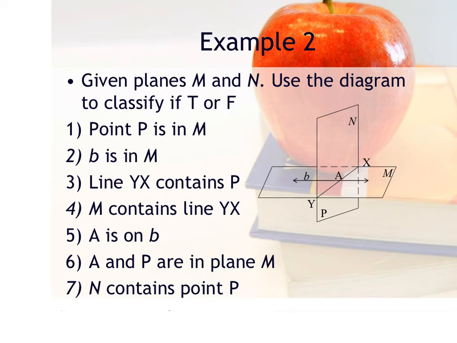So let's go ahead. We've got a picture here. It says, given planes M and N, use the diagram to classify if these statements are true or false. So point P is in plane M. Let's take a look where P is. P's down here. Is it in plane M? No. Which plane is it in? N. So this is false. It is not in plane M. Okay. B is a line. It's a lowercase letter. B is in M. True.